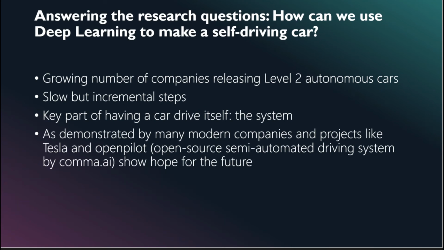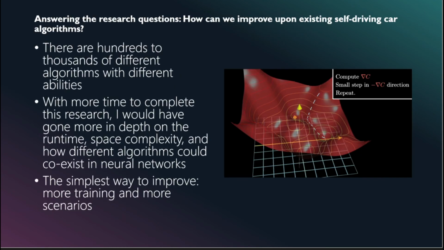So, answering the research questions. How can we use deep learning to make a self-driving car? A growing number of companies are releasing level 2 autonomous cars, which means we're growing at a slow but incremental rate. The key part of having a car drive itself is the system, as demonstrated by many modern companies and projects like Tesla and OpenPilot. There is much hope for the future. All we need is just a neural network that can do it.